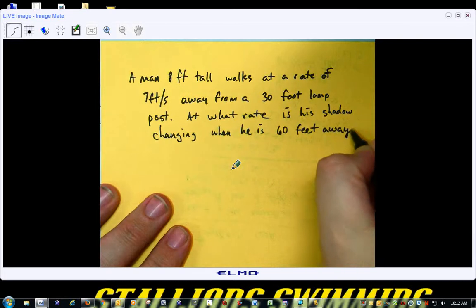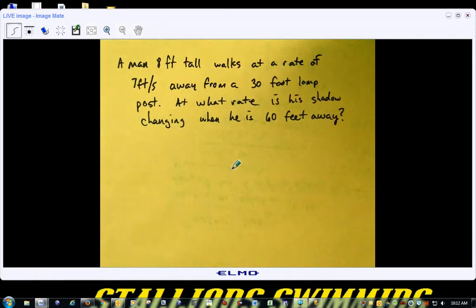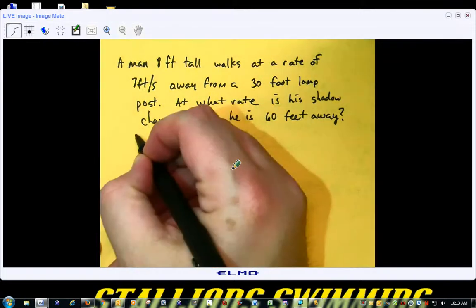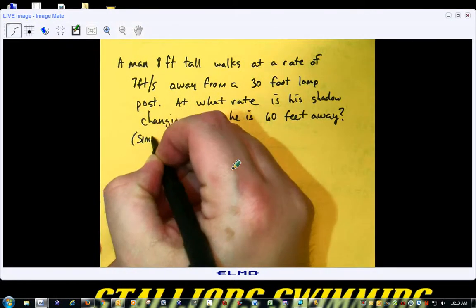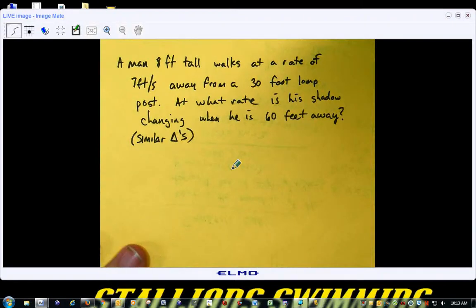Alright, an 8-foot man walks at a rate of 7 feet per second away from a 30-foot lamppost. At what rate is his shadow changing when he is 60 feet away? This one, you're going to draw a picture, because lamppost problems are similar triangles. So they always come down to the same thing.